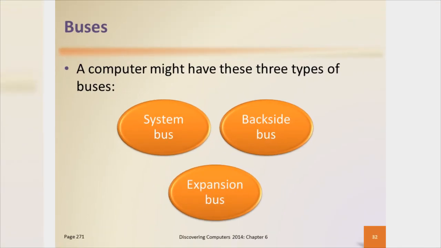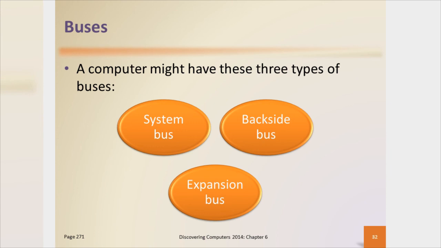So in general, our computer probably has three different types of bus that exist in it. We've got a system bus, sometimes referred to as a front side bus. We've got a back side bus, and then we've got an expansion bus. The system bus, or the front side bus, is the communication link between the CPU and RAM. So as we send information to and from RAM, we do that through the system bus. The backside bus is the communication link between the CPU and our cache memory. So again, it allows us to send that data back and forth to and from cache.